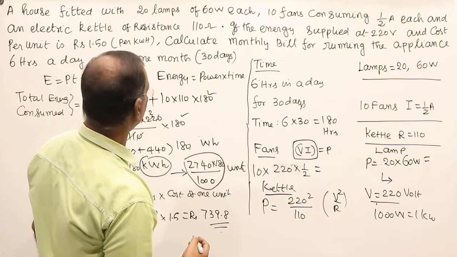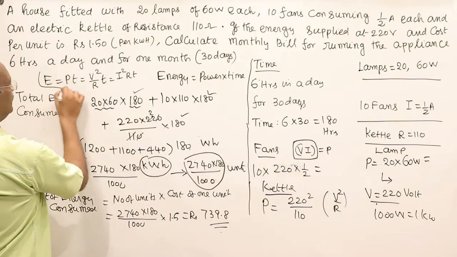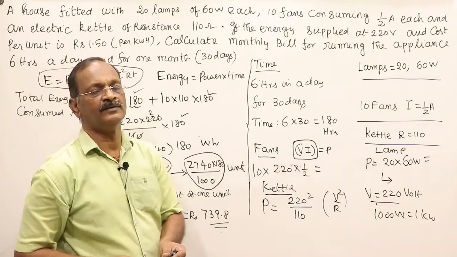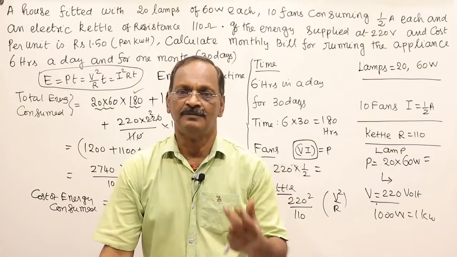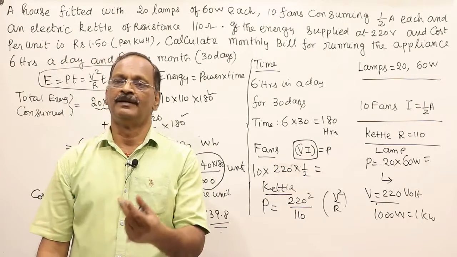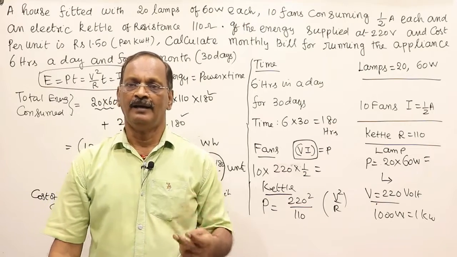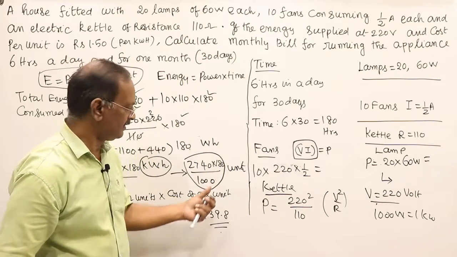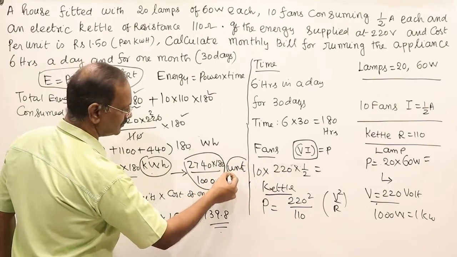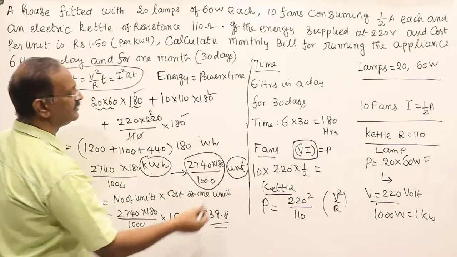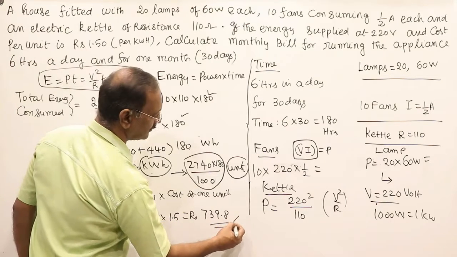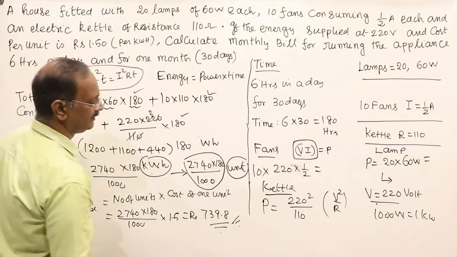We will use the formula in a different style. As it is, we know the formula. In this formula we manipulate it and calculate, and it will come in watt hour, that is watt and hour. Then divide by 1000, it will become kilowatt and hour, and that becomes how many kilowatt hours. It becomes this much of units, and this much of units is consumed, multiplied by 1.5, you get the answer in rupees, that is 739.8 rupees.